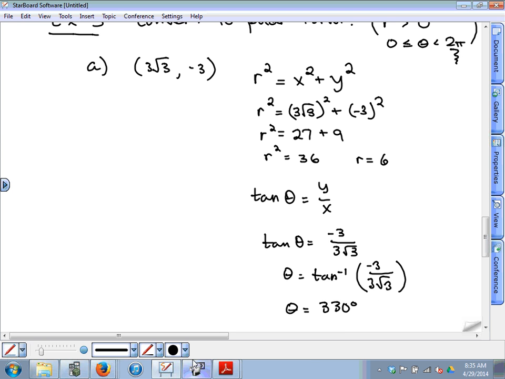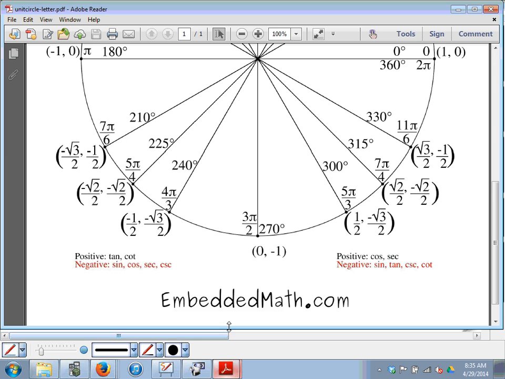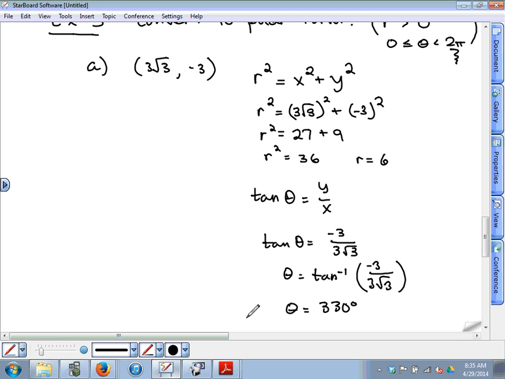So you can either convert it by hand or just check out your unit circle. That should be on your unit circle somewhere. 330 degrees, what are you? 11 pi over 6. Well, that was an easy conversion. So that's the same as 11 pi over 6. So the point in polar coordinates becomes 6 comma 11 pi over 6.